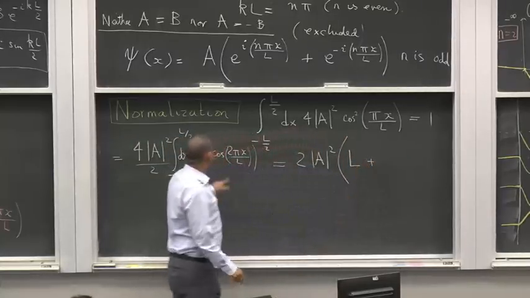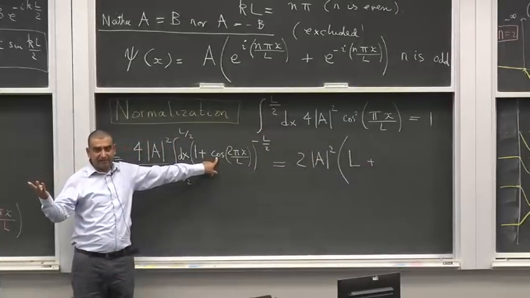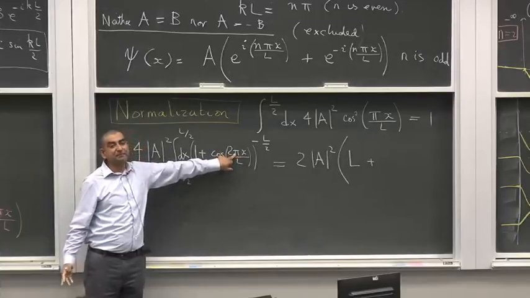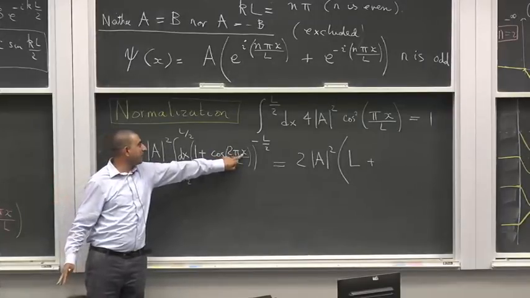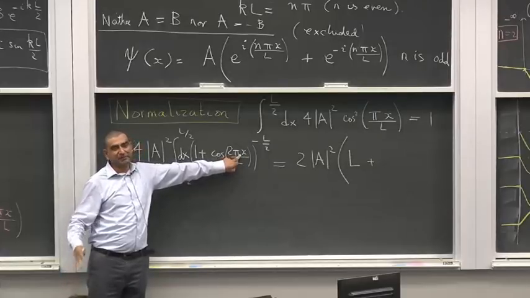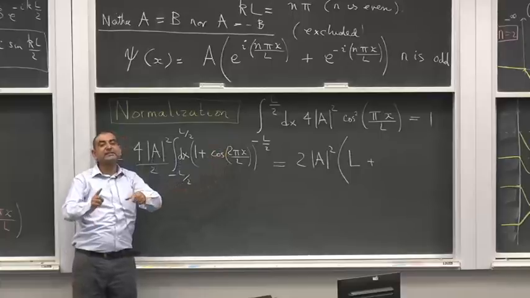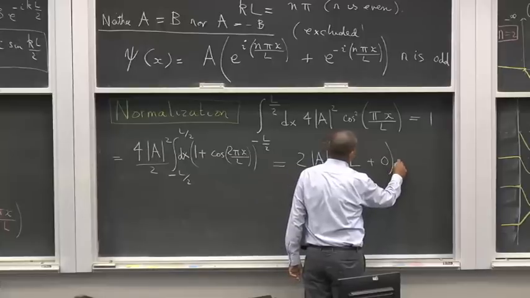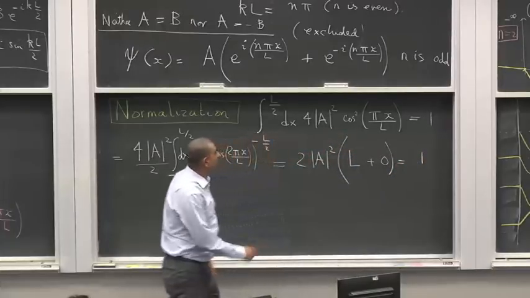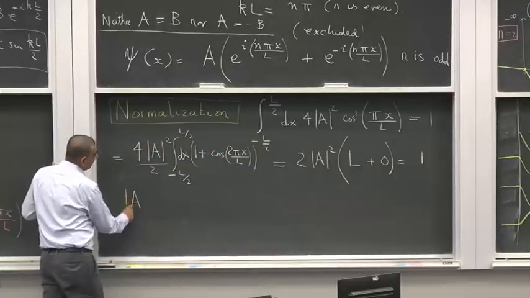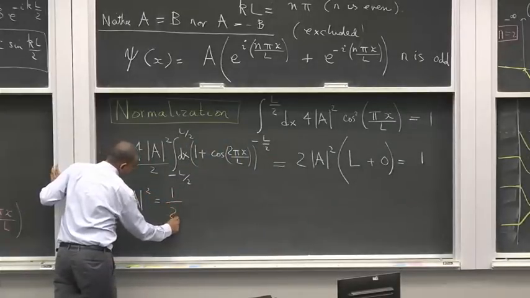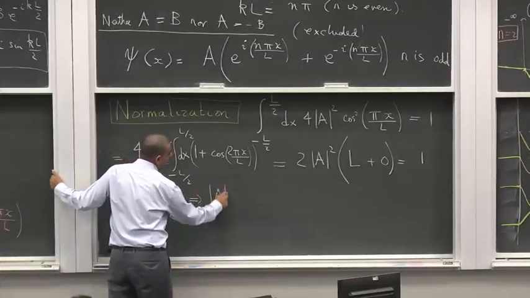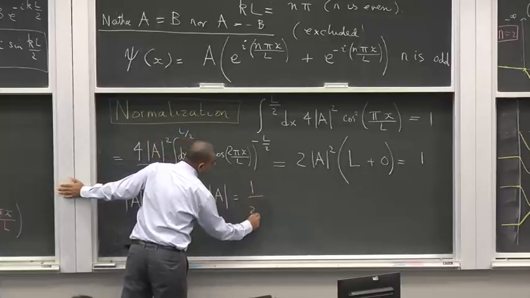plus, now what's the integral of a cosine function? Sine. So if I take L by 2 here, I get sine 2 pi L by 2, which is sine pi, which is 0. If I put minus L by 2, I get sine minus pi, which is also 0. So the integral of this vanishes. Now this is 1. Which means that my A modulus squared is 1 over 2L. Which means that my A is 1 over 2L under root.